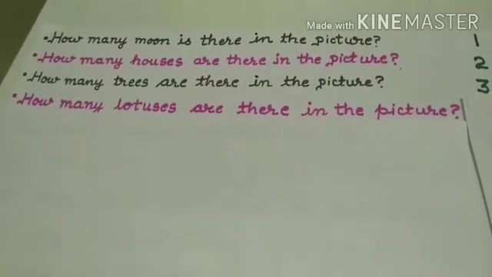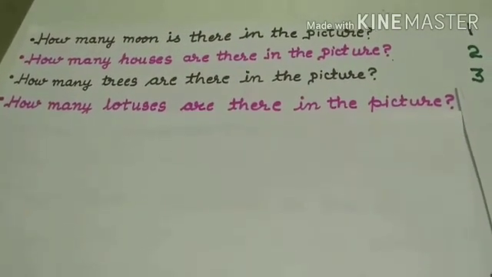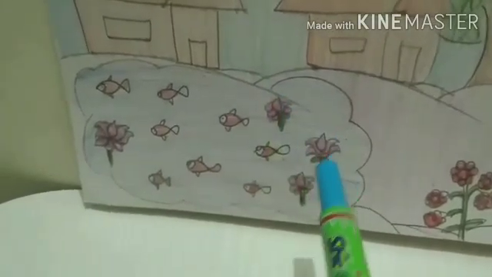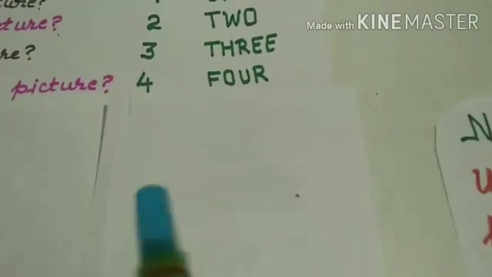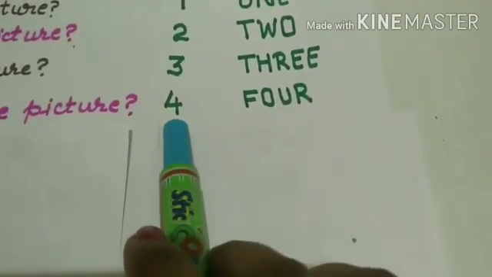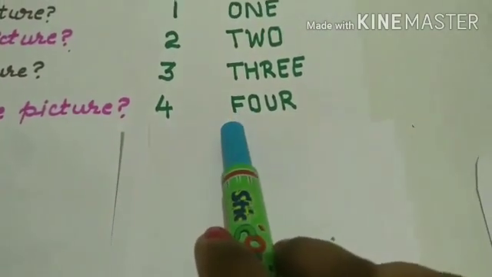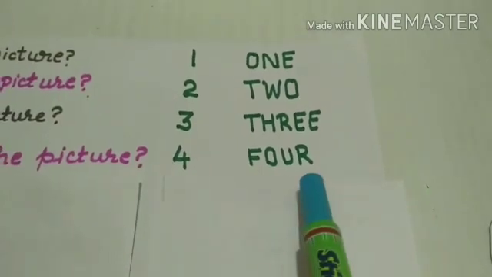How many lotuses are there in the picture? Let's count with me. 1, 2, 3, 4. You can write the number like this, 4. And what is the spelling of 4? F-O-U-R, 4.